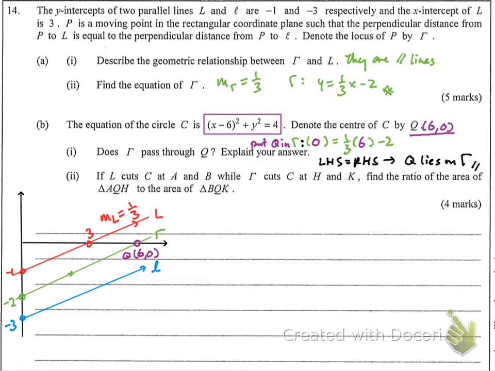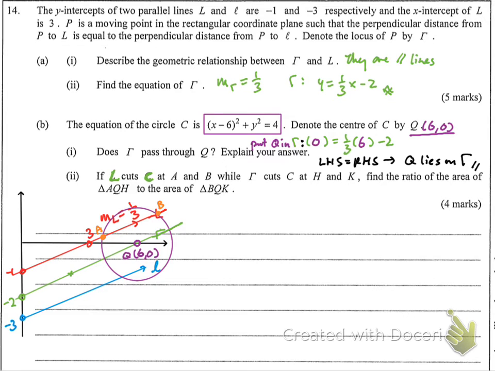Alright. So now we have this circle. This circle is using Q as the center, and the radius is 2, right? So it's kind of like this, I guess. I have to extend this a little bit. So now in part B2, we have L cuts C at points A and B. So let's see what A and B are. This is point A, and this is point B.